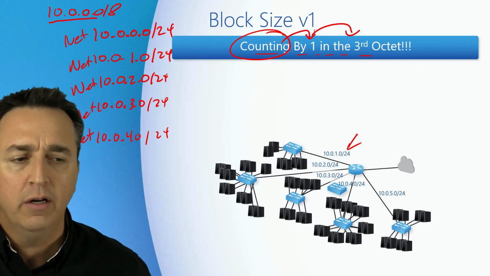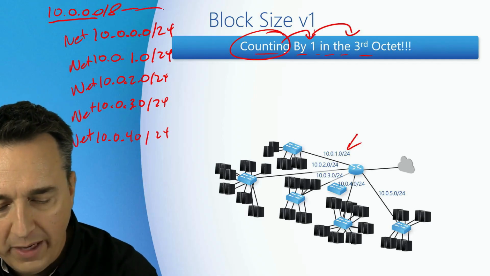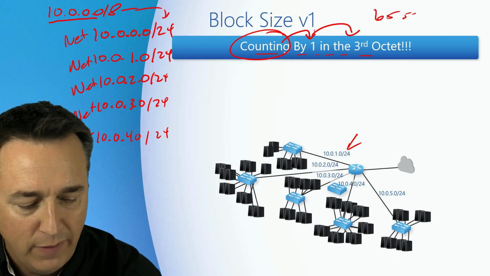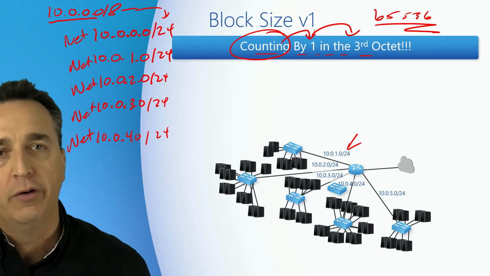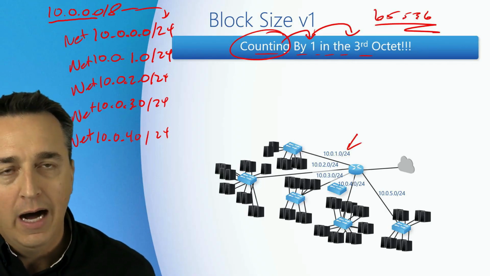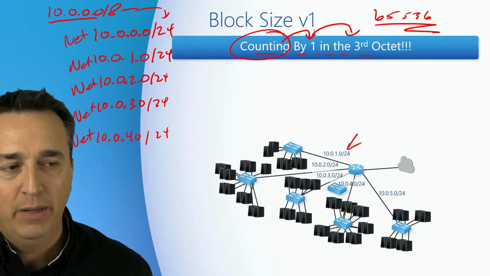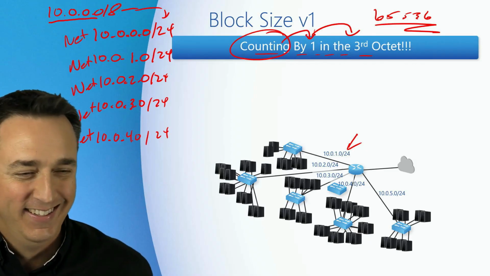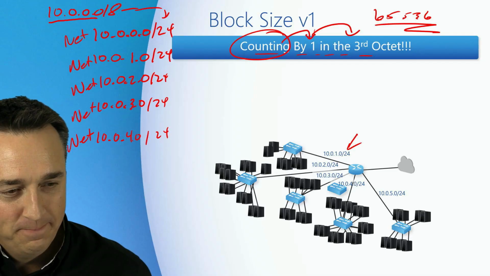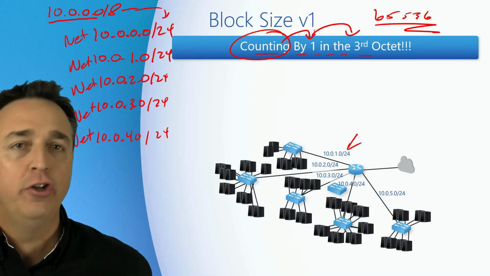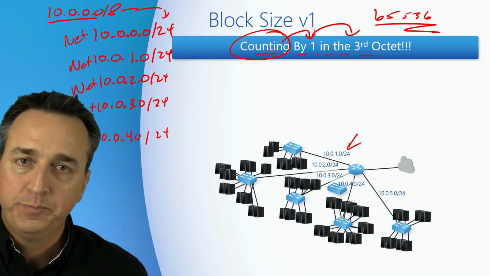Now, how many are there? Well, if you remember, if you go from an 8 to a 24, there's 65,536 network IDs here. I am not going to write them all out. I am not going to do it. You can't pay me enough to do it. No, I've just shown you how to figure out all the network IDs.